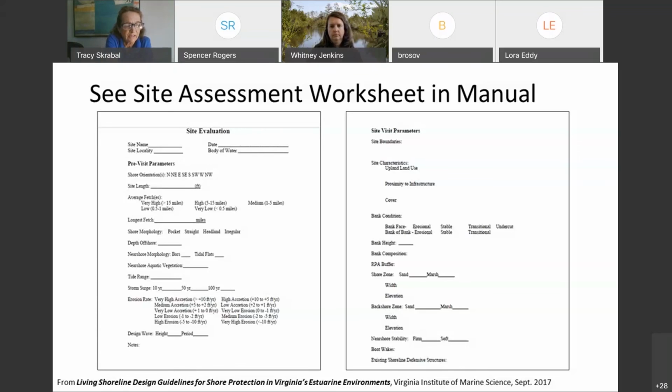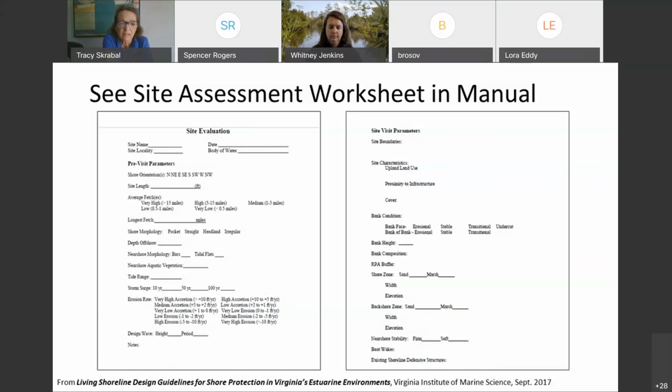Tide range, again, you should know that from your desktop analysis. What is your erosion rate? Again, this is subjective, and you cannot really tell what an erosion rate is during one visit, but you can get some clues looking where the rack line is. If you're there right after a storm, you can look to see where the storm elevations or surge has taken you.